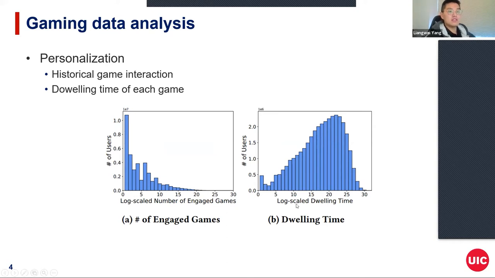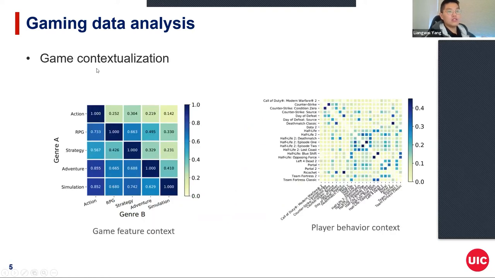The second figure shows users' dwelling time in the game. We can see the distribution of the dwelling time is more like a normal distribution. It's not like a long-tail distribution, which means users' dwelling time on the platform is not directly related to the number of games. Even though players play a very limited number of games, the dwelling time in the games is very large.